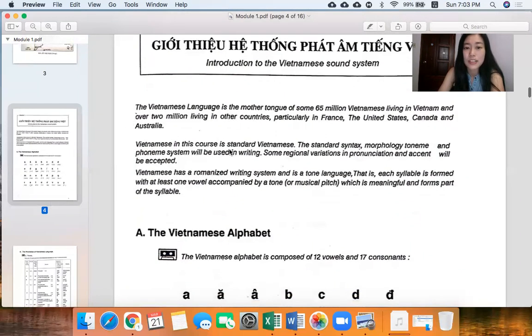Vietnamese in this course is standard Vietnamese; the standard syntax, morphology, toning, and phoneme system will be used in writing. Some regional variations in pronunciation and accent will be accepted. Vietnamese has a romanized writing system and is a tone language, in that each syllable is formed with at least one vowel accompanied by a tone or musical pitch, which is meaningful and forms part of the syllable.